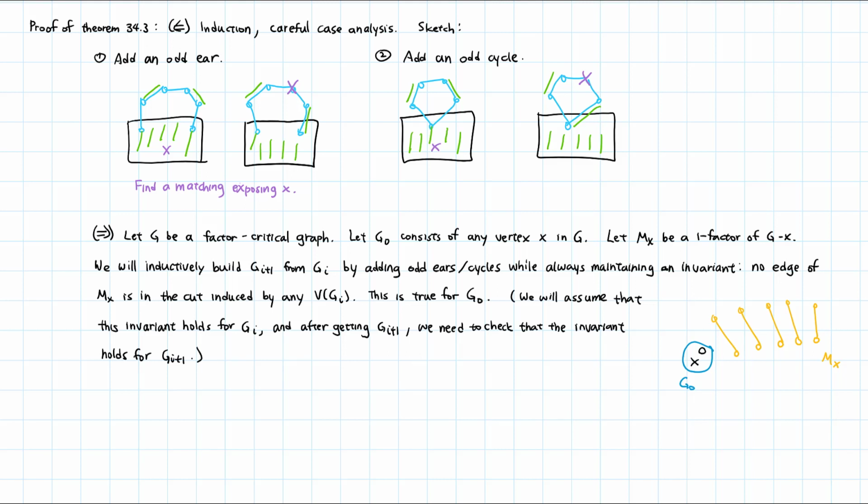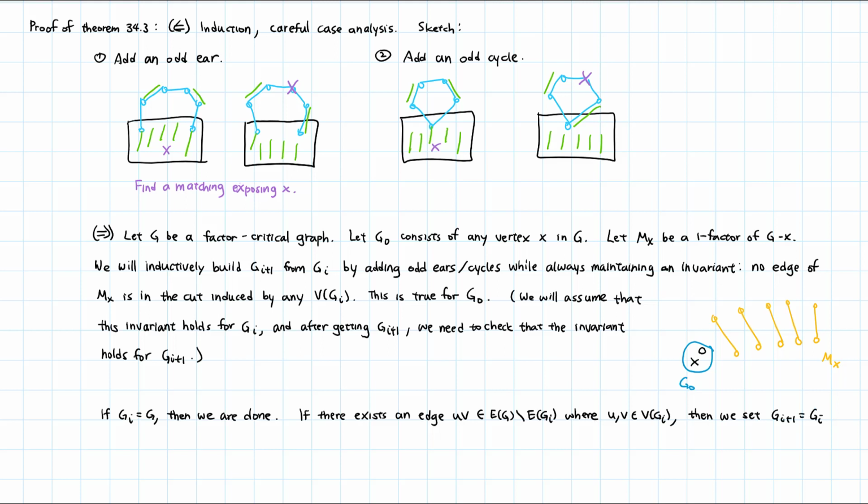We first deal with two easy cases. If G_i is equal to G, then we are done. In the second case, if there exists an edge that is not in G_i, but both endpoints are in G_i, then we can simply add this edge to G_i to get G_{i+1}. The invariant still holds for G_{i+1} because we did not add any edge from the cut induced by the vertices of G_i.